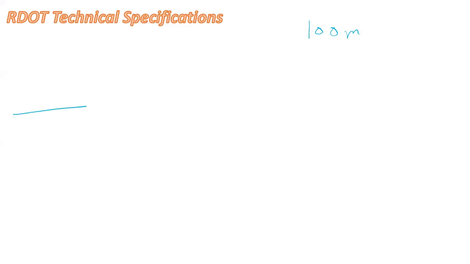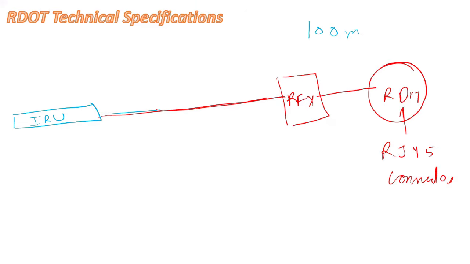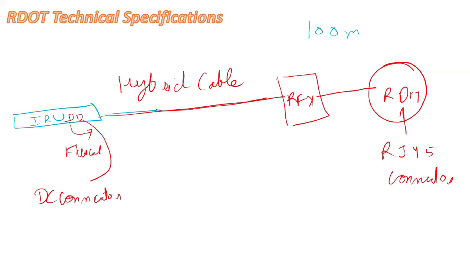So what we'll do, there is one IRU and then there is a hybrid cable. The hybrid cable is connected to a unit called RFX and then it is connected to an R dot, right? And this R dot has an RJ45 connector, right? And this is the hybrid cable. So from this IRU, there will be two ports. One port or one cable is a fiber cable and the second one will be a DC connector cable, right? So in this hybrid cable, two cables will go. One will be a fiber and one will be a copper cable, right?